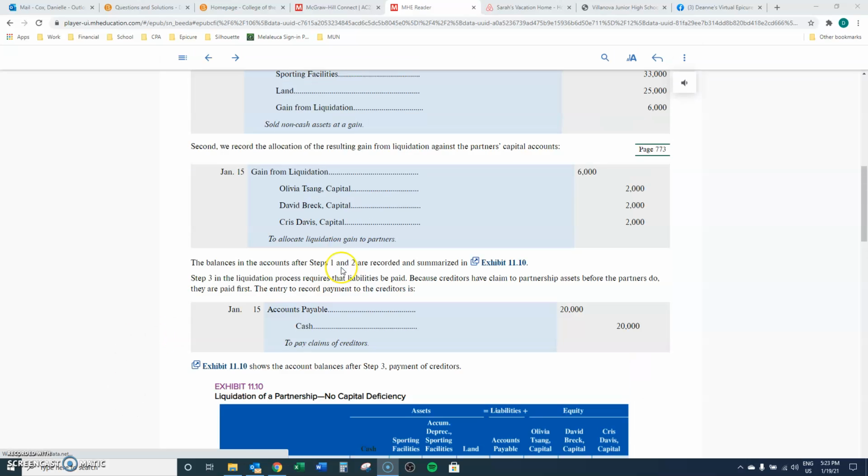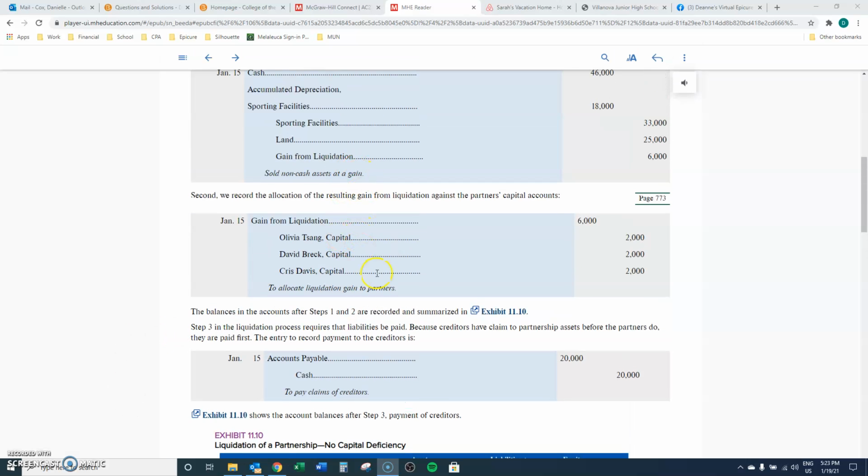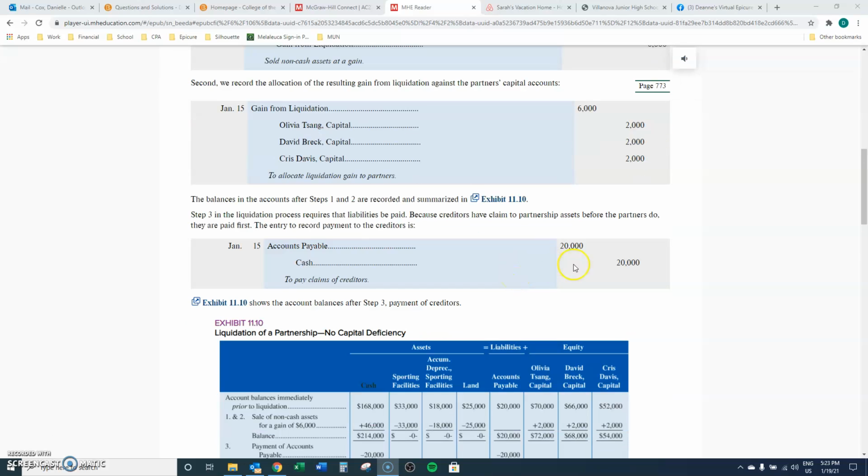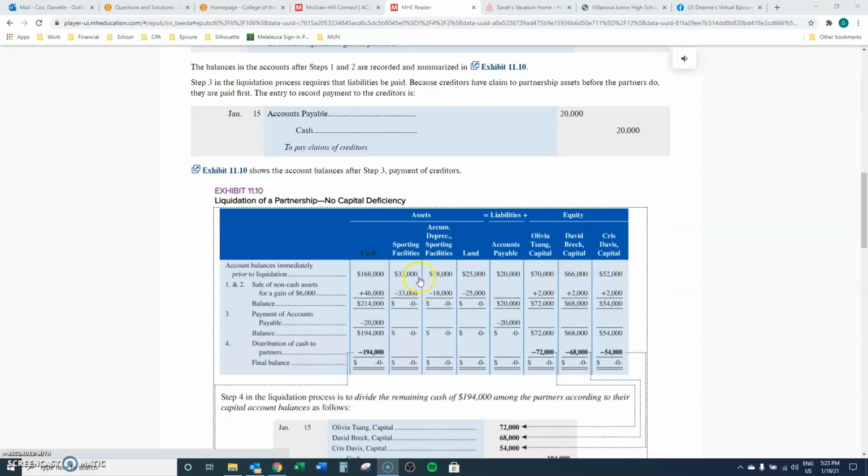So this is the last little bit here now. We've already looked at how they got rid of their assets, allocated out the gain, and paid off their liabilities. So this is where things were prior. The entry for the sale of the assets, they got $46,000 in cash. So sporting goods, accumulated depreciation, and their land were all now down to zero. They still have the accounts payable at that point in time, and then the gain was allocated to each of the partners.